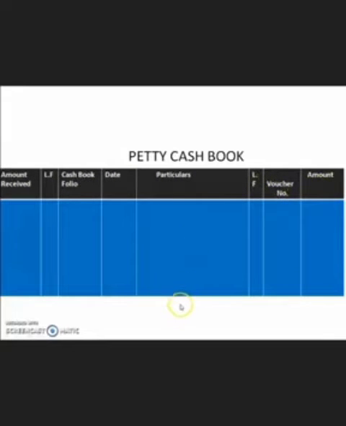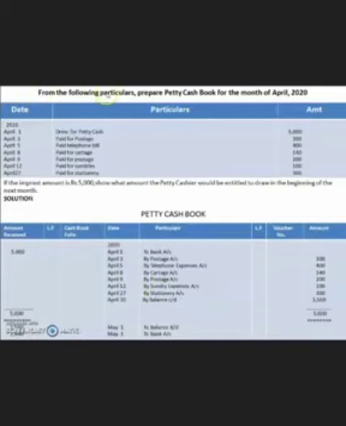Now let us do one problem related to simple petty cash book. From the following particulars, prepare petty cash book for the month of April 2020. Here you can see the date is given. In the month of April, whatever petty expenses have taken place are recorded transaction wise. So in particulars, the transactions are given to you, and in the amount column, the amounts related to each of these expenses are given.